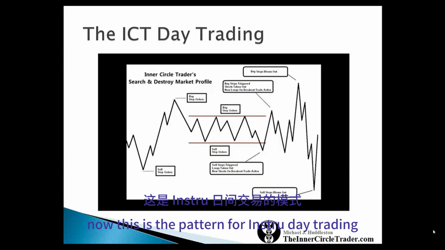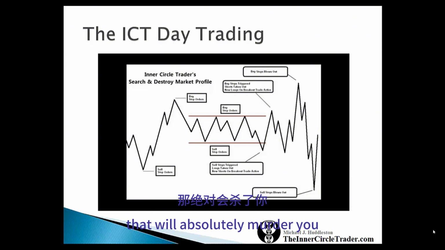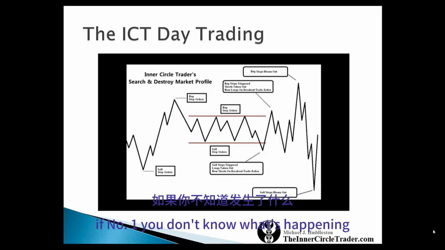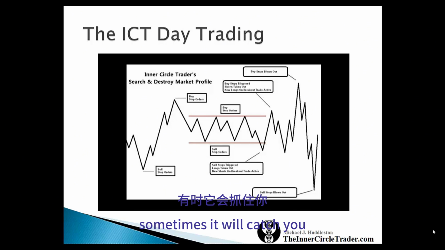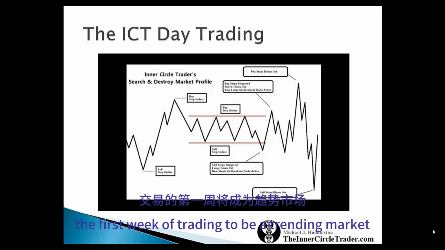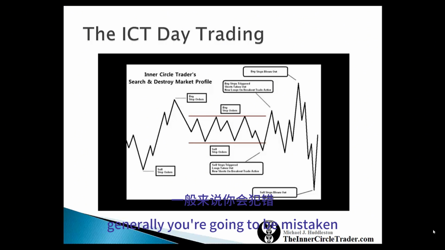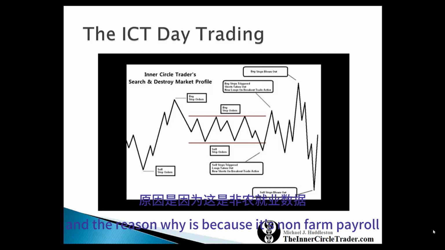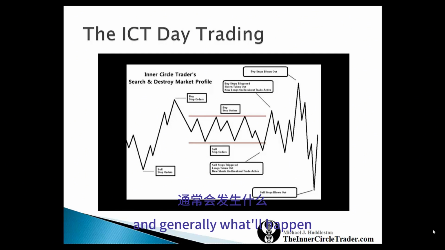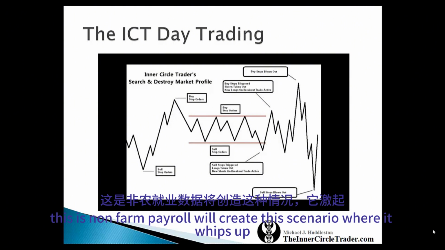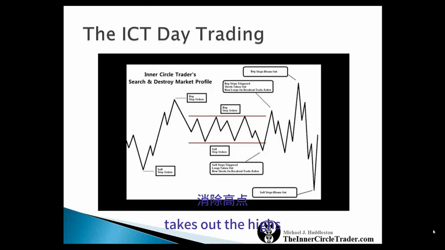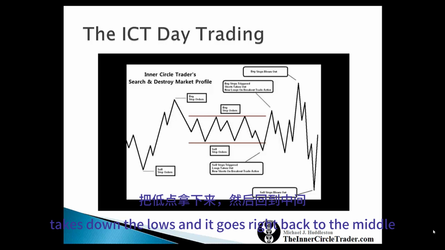Now, this is a pattern for intraday trading that will absolutely murder you if, number one, you don't know what's happening. Sometimes it will catch you. But if you're expecting the first week of trading to be a trending market, generally you're going to be mistaken. And the reason why is because it's non-farm payroll. And generally what will happen is non-farm payroll will create this scenario where it whips up, takes out the highs, takes down the lows, and it goes right back to the middle.